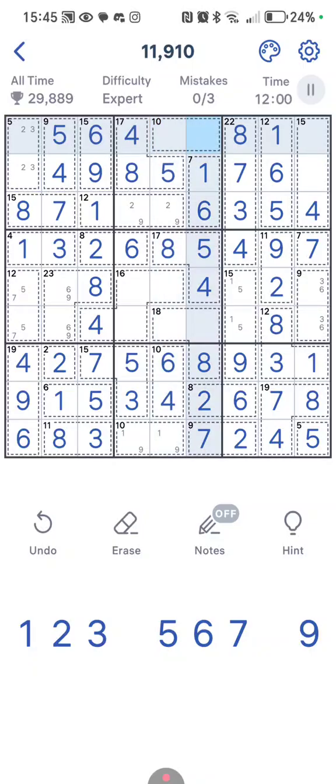Can't see a 3 or a 7, so there's 3 and there's 7. This is 2 and 3. Okay, we can solve this at the end. So 2, 3, 4, 5, 6, 7, 8, 9.